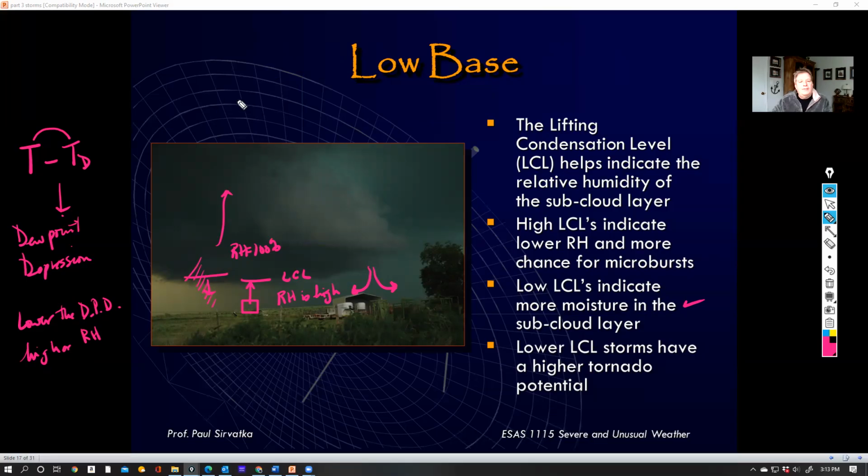Okay, so if I look at storms, here's a little picture. Here's storm A. Here's storm B. Let's say everything is the same except how high the LCL is. This is a higher LCL. It has a lower dew point, or a bigger dew point depression, a lower relative humidity, more likely to produce microbursts. So B is more likely to produce microbursts than A. Okay? Because the LCL is higher, which means it's drier, which means rain evaporates more.